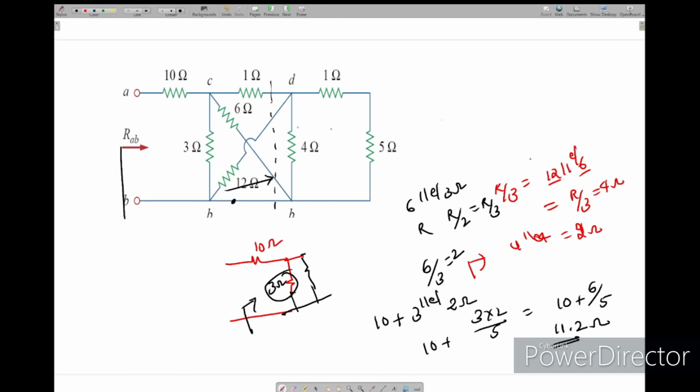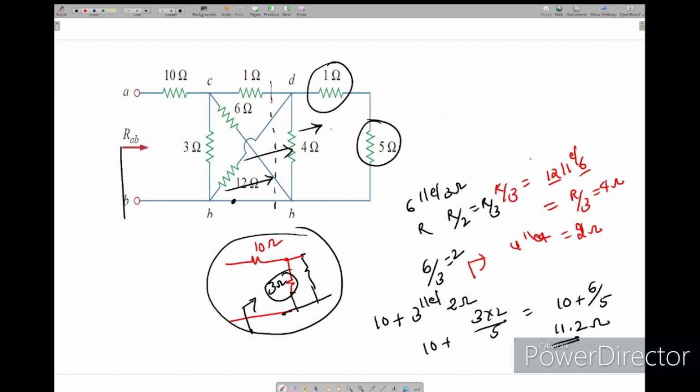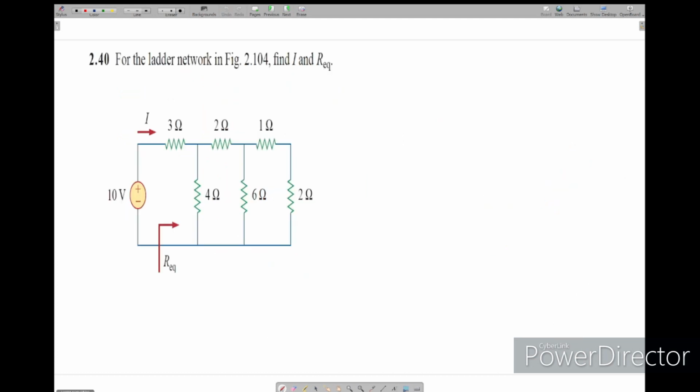Simply we are done. These two are in series. Again this is parallel and this 12 ohms also parallel. Like that we are done, and finally we achieved this circuit. So in resistive networks we have to follow this, like where it is series and where it is parallel. Slowly we'll reduce the network to a small one like this. We'll see one more problem.